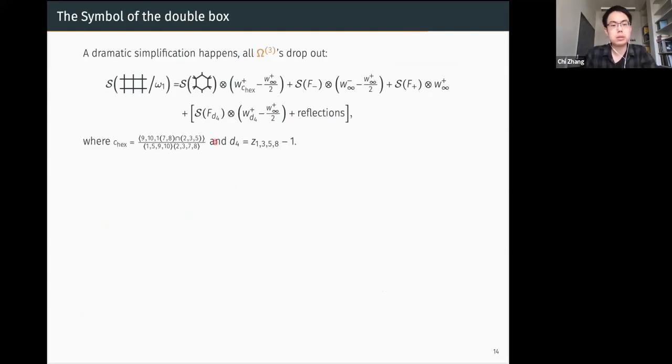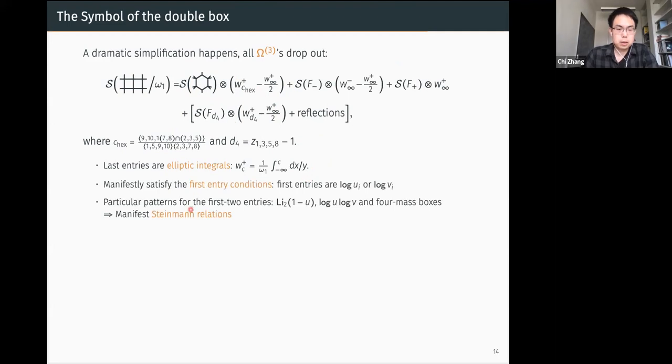After using all these relations, dramatic simplification happens. First, all omega 3 just drop out, and we find that there are only 7 different last entries, and all these last entries are simply elliptic integrals. We reorganize the symbol according to last entries and denote the corresponding weight-3 function by these last entries.